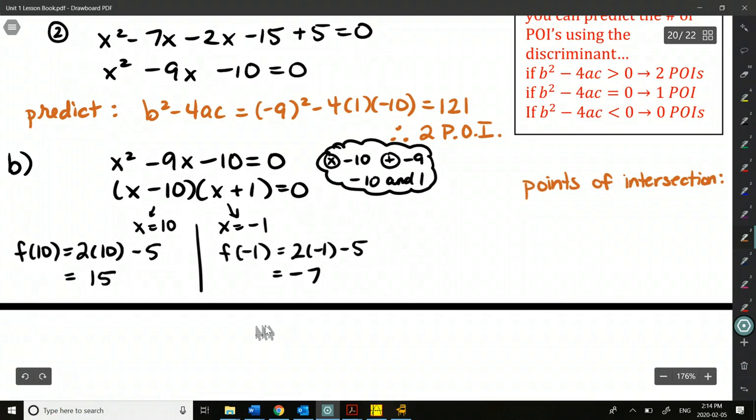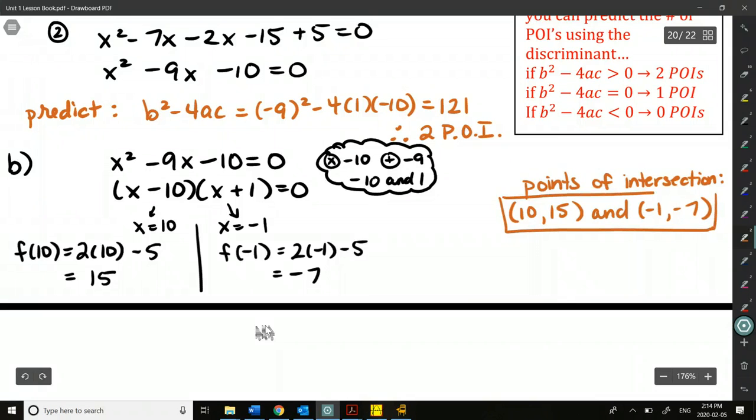So the final points of intersection, each one has an xy coordinate. It's (10, 15) and (-1, -7). Okay, we call these the solutions to the linear quadratic system. Any questions for this one, Lisa?